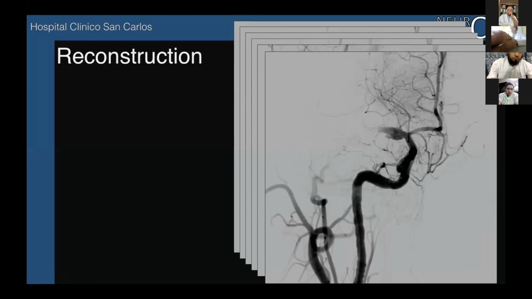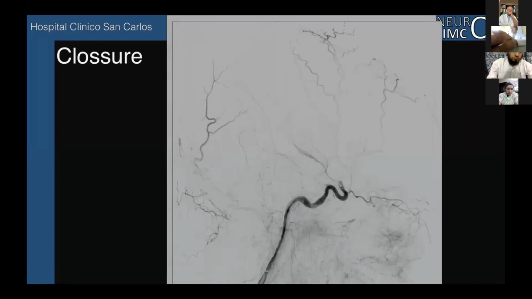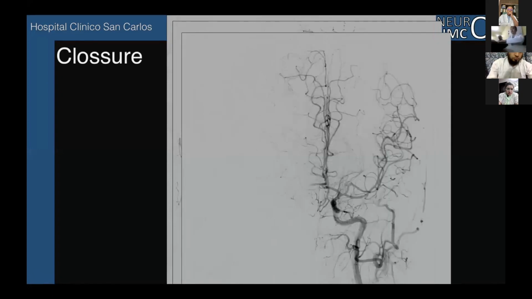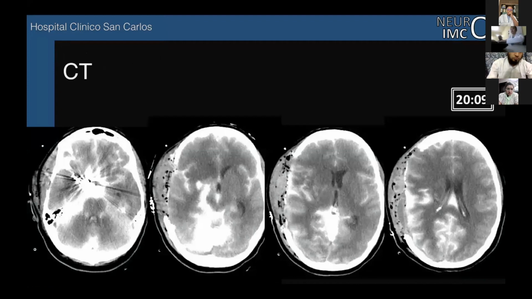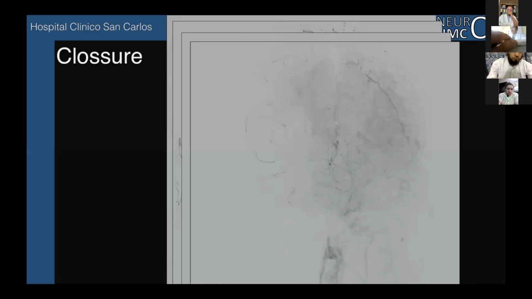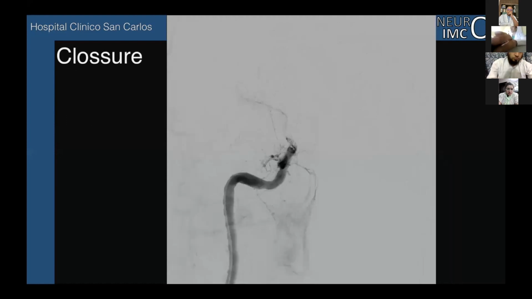In a few minutes, the flow stops in this part. I finally decide to close it with coiling. Just a minute, very quickly. I decide to put coiling here.